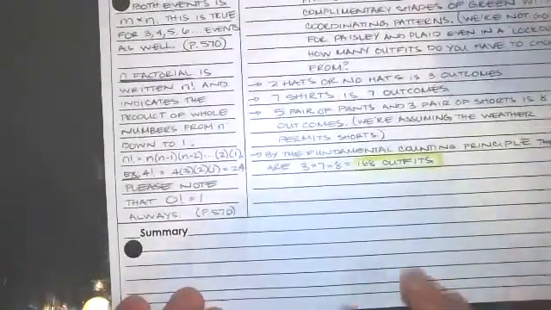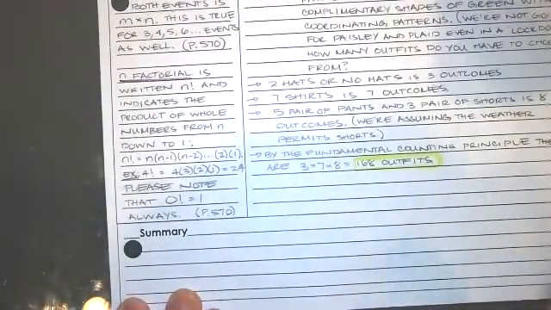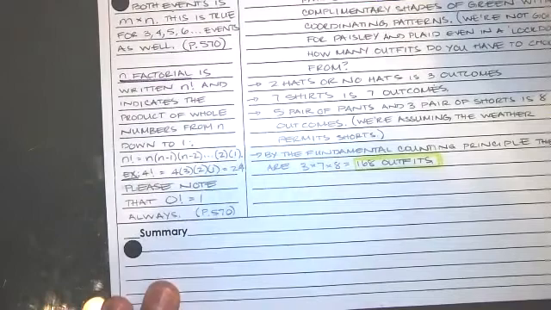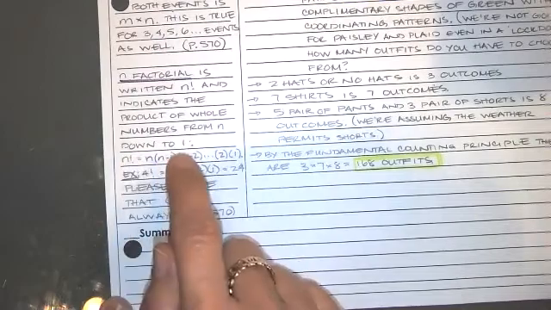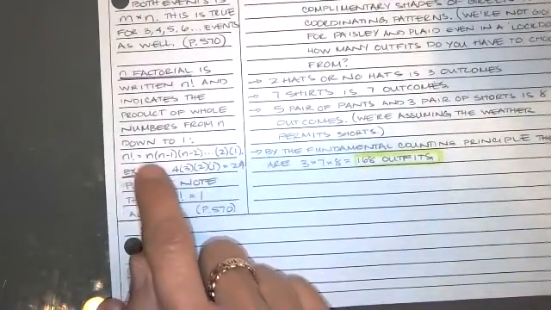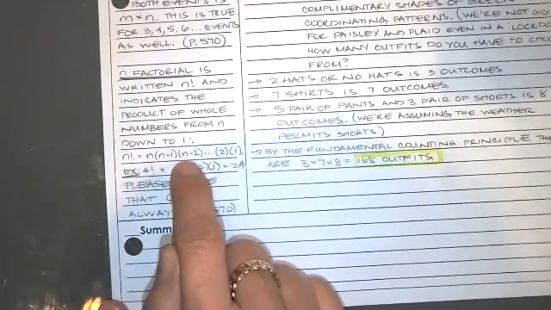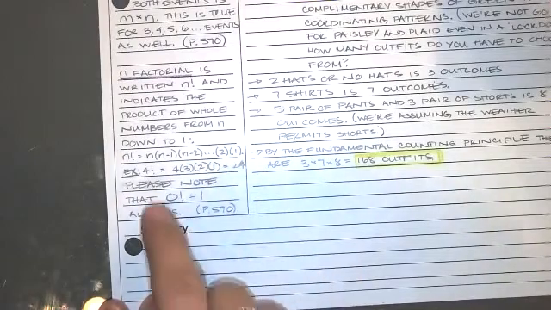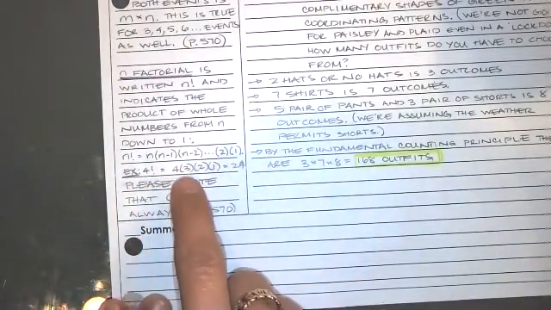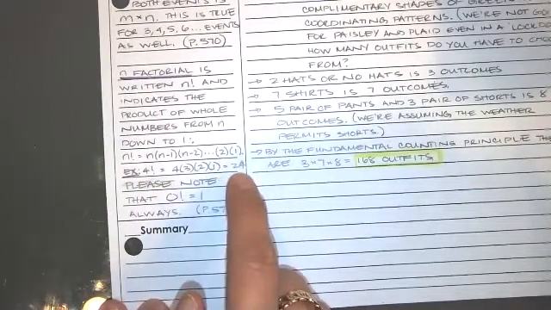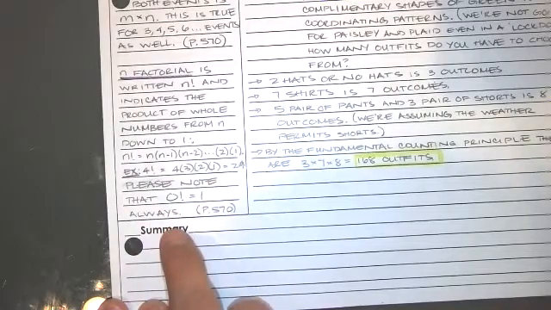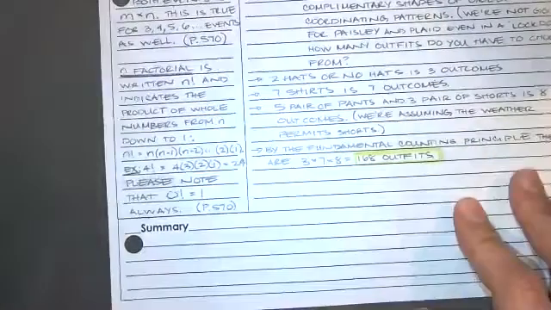In the left margin here, I've got the definition for what a factorial is. So n factorial is written n exclamation point and indicates the product of whole numbers, so no fractions here, from n down to 1. So n factorial equals n times n minus 1 times n minus 2, dot, dot, dot, down to 2 times 1. I've got an example here of 4 factorial. That just means 4 times 3 times 2 times 1, and that equals 24. Please note that 0 factorial equals 1. That's always true, not just in our Algebra 2 class.